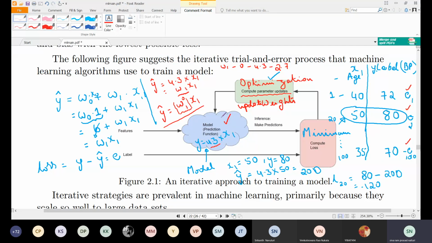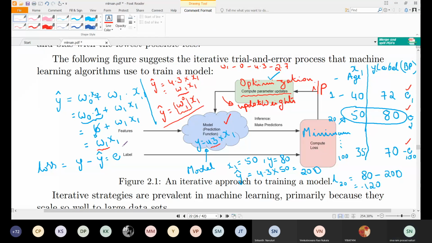So what exactly we are doing in this iterative approach, or in this optimization technique, is we take the loss as input. This is the input for the optimization technique. And what is the output? Tell me, I said it just now, what is the output? Updated weights. Output is updated weights. In our simple case, how many weights do you have to update? Only one weight.